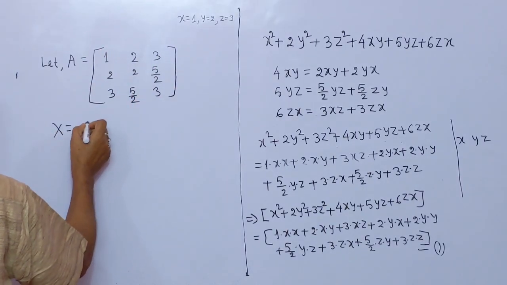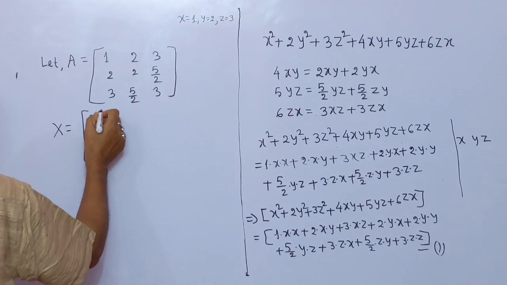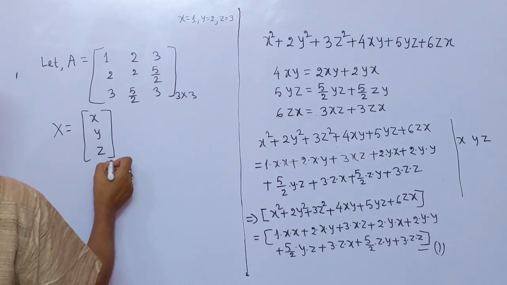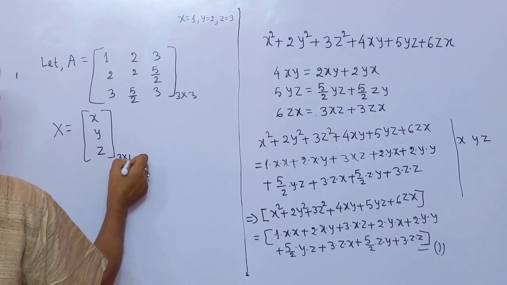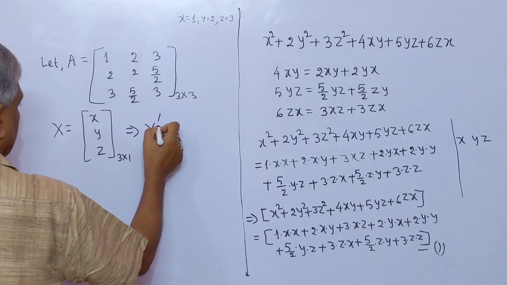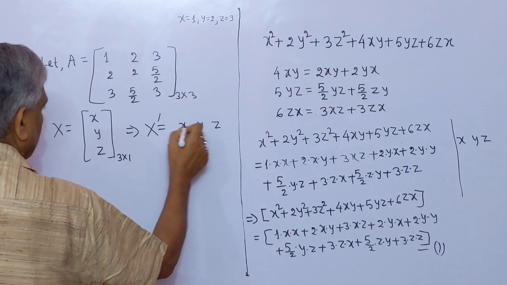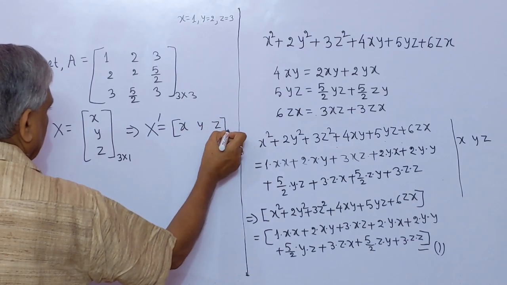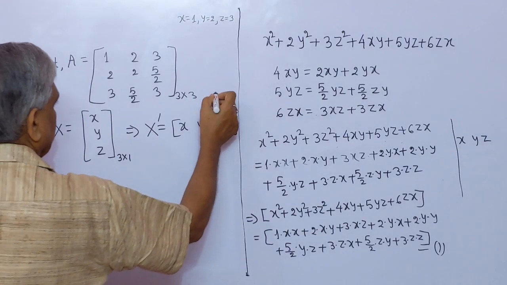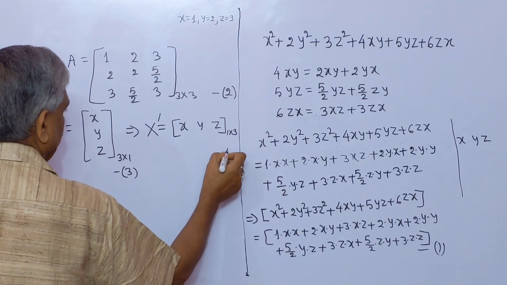X equal to column matrix x, y, z. This is a 3 by 3 matrix. This is a column matrix, 3 by 1. Implies that transpose of X equal to x, y, z row matrix, 1 by 3 matrix. Let these be numbers 2, 3 and 4.